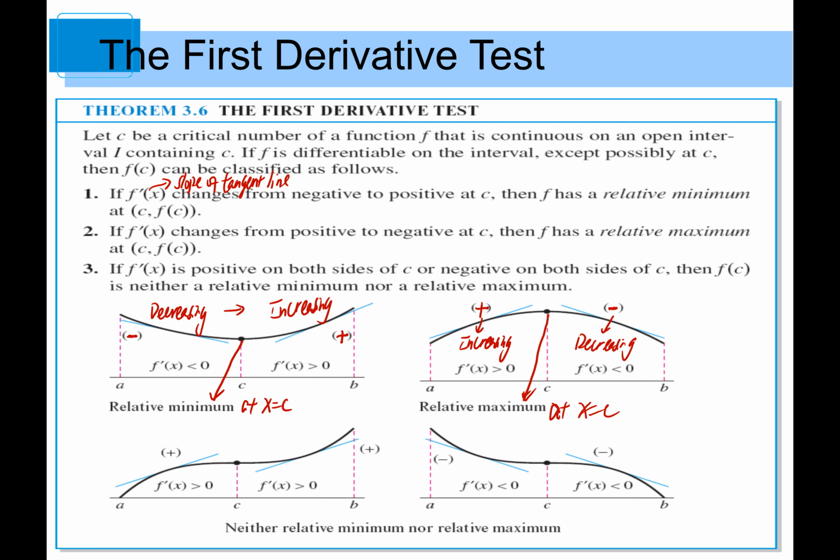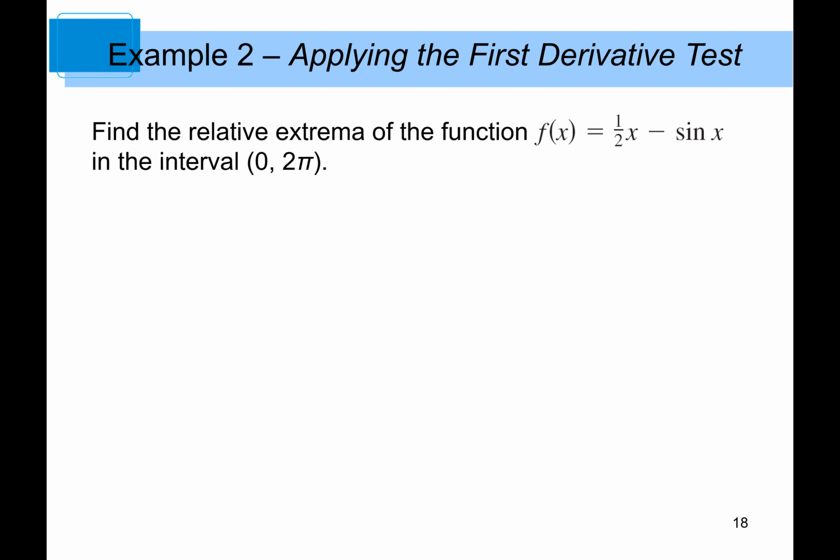If the sign does not change, meaning if it is increasing, still remaining increasing, then there's no extrema. If it's decreasing, still remaining decreasing, or the slope of the tangent line stays positive all the way or stays negative all the way, then there's no extrema. Okay, that's the essence of the first derivative test. Okay, so let's take a look at this example and apply the first derivative test.